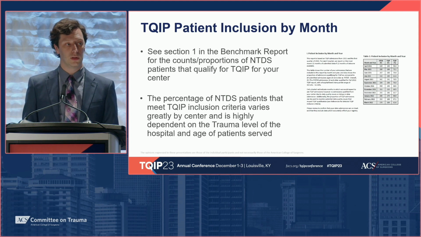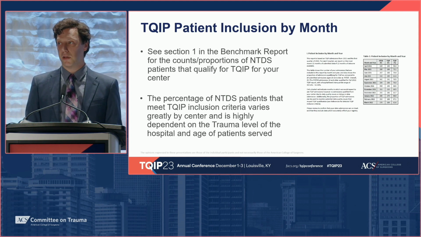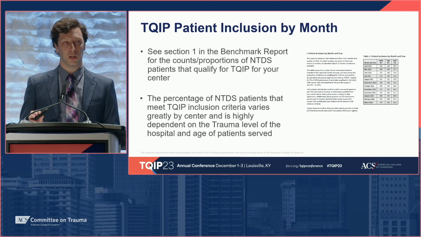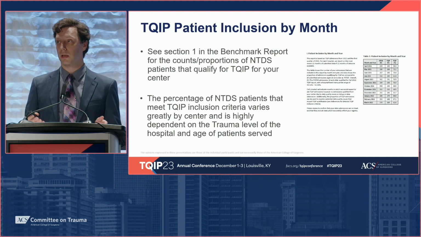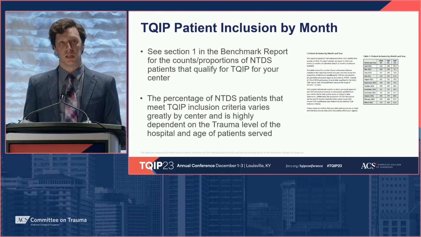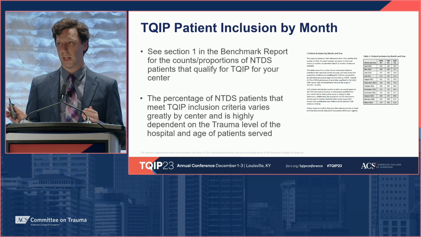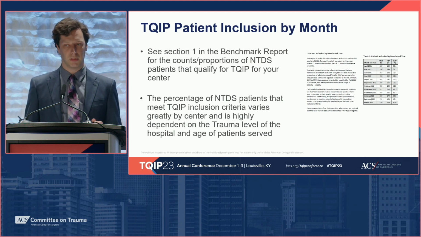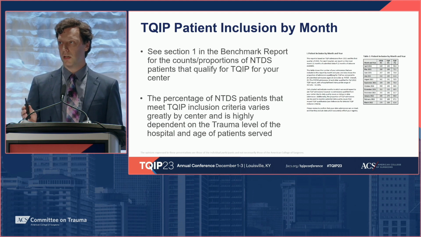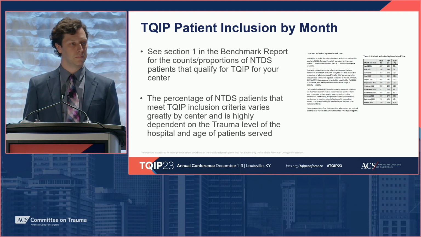I also want to note that the percentage of NTDS patients that don't meet TQIP doesn't really have anything to do with what you do as a center. These are either characteristics of the patient like age or things that happened to the patient before they arrived at your center. So we don't really look or compare at what percent of patients qualify at one center versus another center. It's not really used for that, just comparing against yourself.